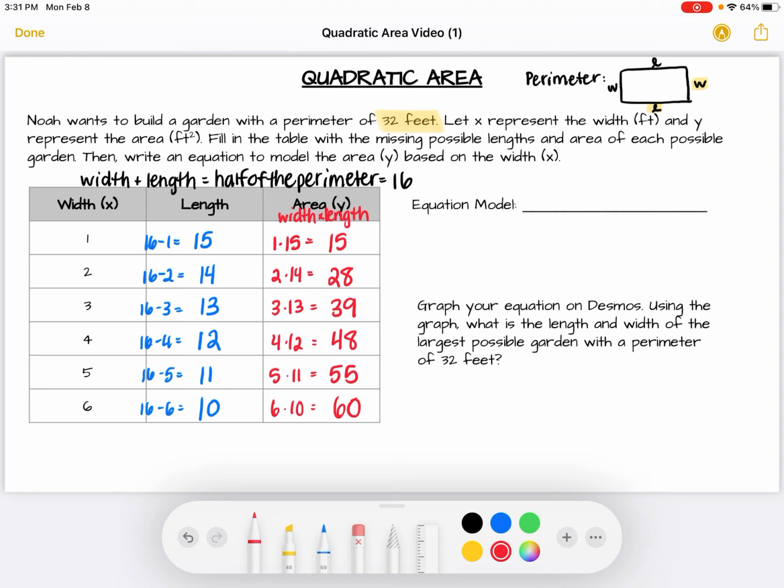So now we're going to write an equation to help us describe what we just did using y and x. So my equation needs to tell me the area.